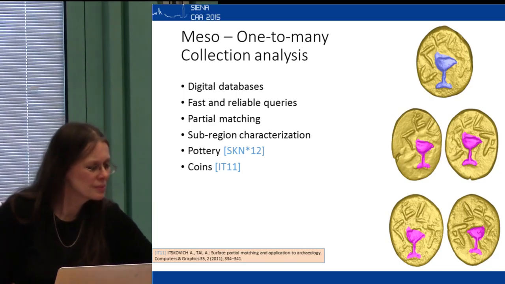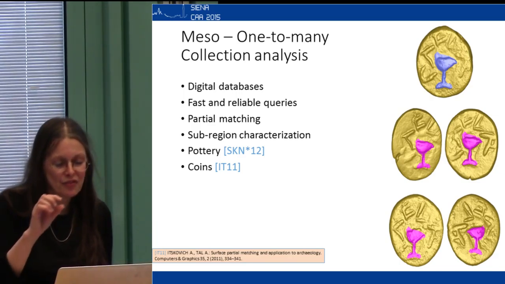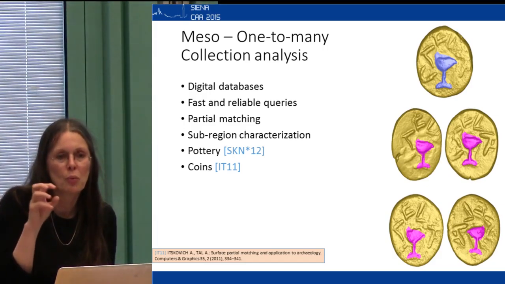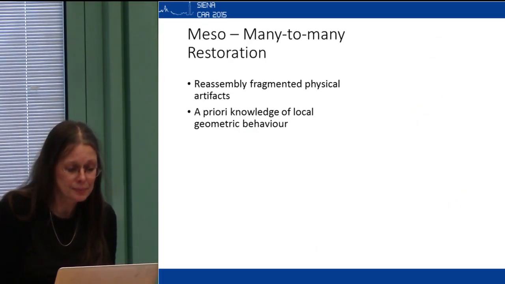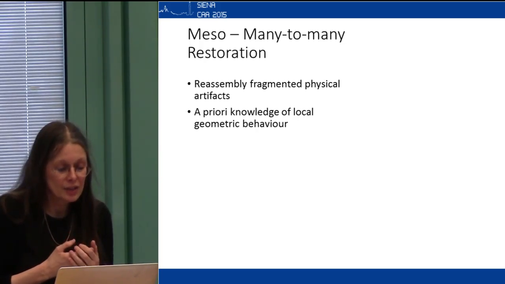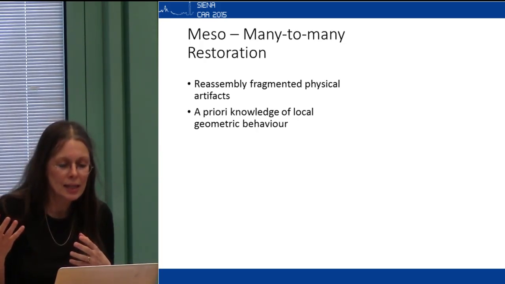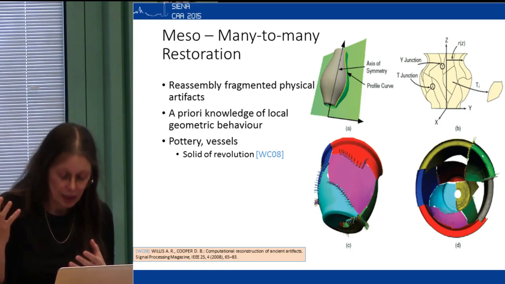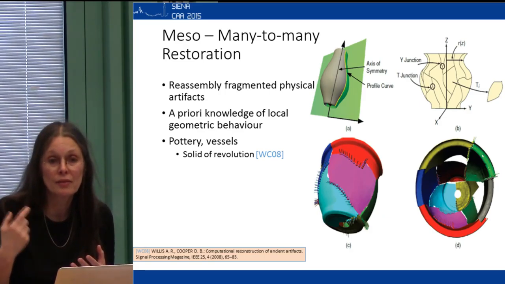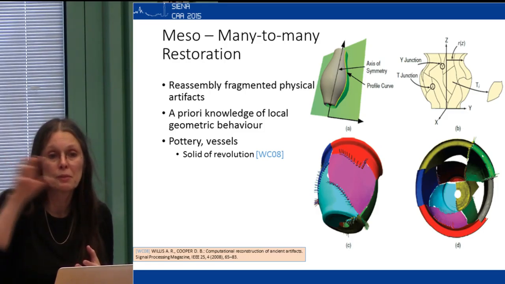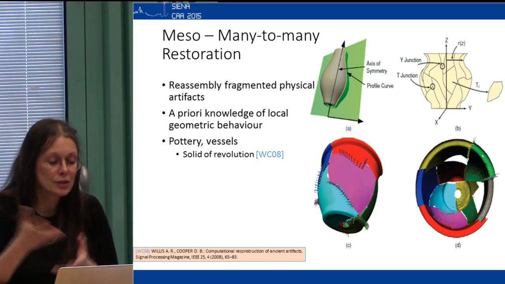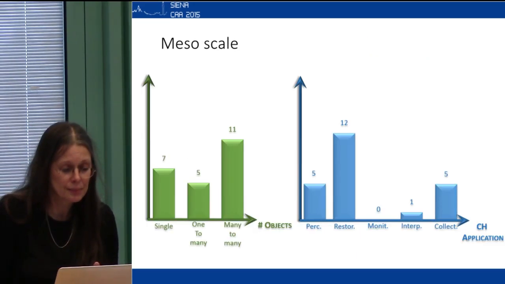Another example would be finding the shape of a goblet on a coin to find similar coins. So that's just looking for one particular region on each coin. Another kind of thing is a many-to-many reassembly task. Again, in this case, taking advantage of the fact that pottery is surfaces of revolution. So finding multiple pieces that all have the same radius of curvature for the whole piece allows you to help reassemble the object.